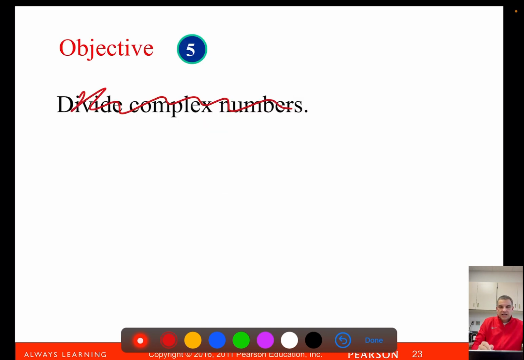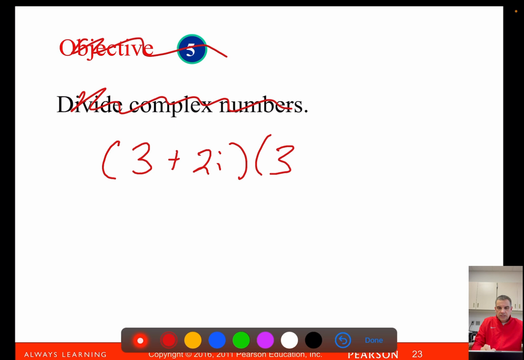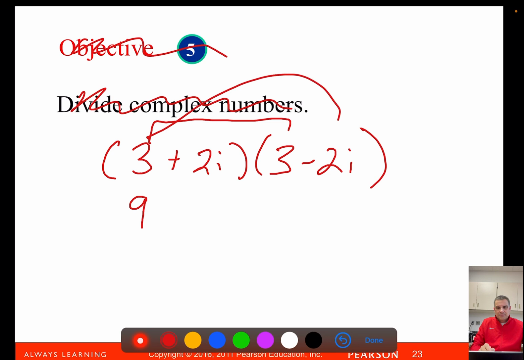We're not going to divide complex numbers, but back to that conjugate question a little bit. If you get 3 plus 2i times 3 minus 2i, there you're taking a number times its conjugate. You can just FOIL it. 3 times 3 is 9. That gives you minus 6i. That gives you plus 6i. And that gives you negative 4i squared.